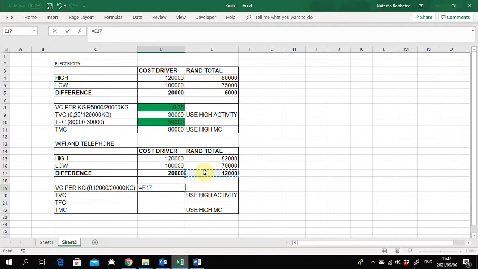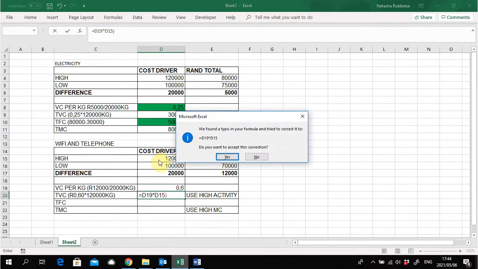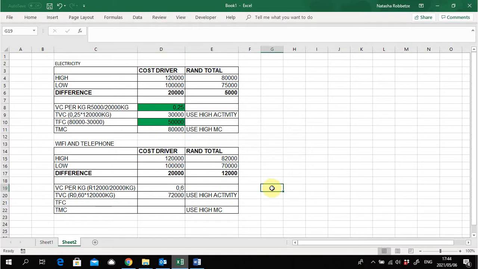And when I do that calculation, I get to a variable cost of 60 cents. To get to total variable cost, I need to times by the highest activity. So I'm going to take the 60 cents that I've just calculated, and times it by the highest, which is 120,000 kilograms. If I do that, I get to a total variable cost of 72,000 Rand. The total mixed cost is easy to fill out because I just go and look for the highest Rand value, and that was 82,000.